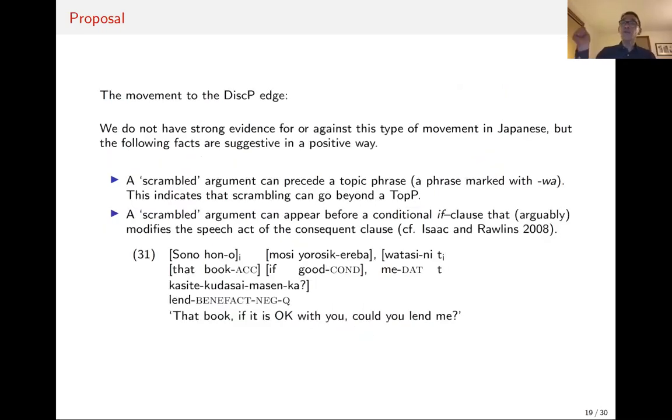So the movement to the discourse phrase, the first movement that would end up on the right of the entire sentence, we do not have strong evidence for or against this type of movement in Japanese, but at least we can say some movement to the left can be pretty high. Number one, a scrambled argument can precede a topic phrase, like a phrase marked with wa. The traditional idea is that scrambling is IP adjunction, but it certainly comes before topic marking. Therefore, if you believe cartographic syntax, then it's got to be higher than TopP. And a scrambled argument can appear before a conditional if-clause that arguably, quote unquote, modifies the speech act of the consequence clause, as discussed in the Isaac and Rollins paper. So for instance, moshi yoroshikereba is a kind of conditional that arguably modifies the speech act that follows. Scrambling can come before that. So if you think about something like a speech act phrase and a corresponding speech act, scrambling can go pretty high.